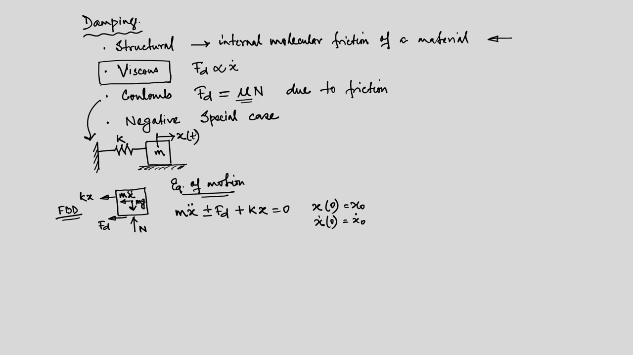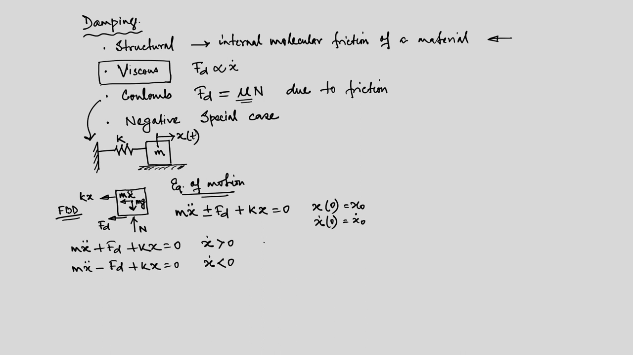The question is, why do we have this plus minus sign in the damping? Because in this case, the damping force always acts opposite to the velocity. So, that is the reason when we have positive velocity, it is acting in one direction. When we have negative velocity, it will act in the opposite direction. So, effectively, the equation is m x double dot plus F d plus k x equal to 0 when x dot is greater than 0, and the same with a negative sign when x dot is less than 0.